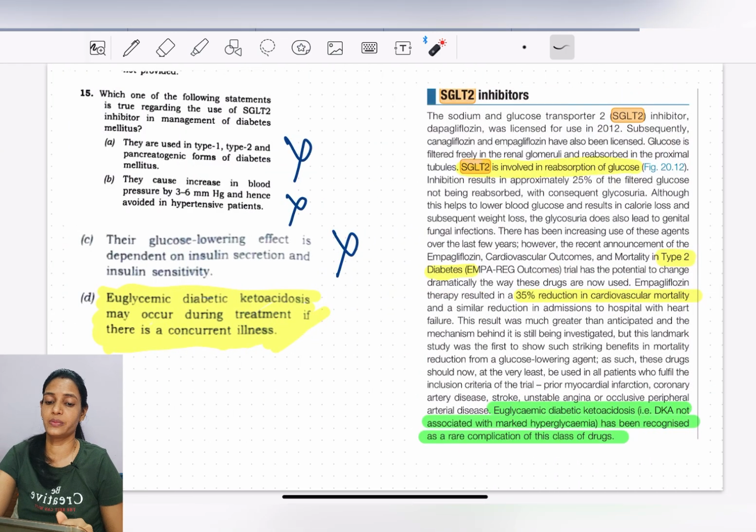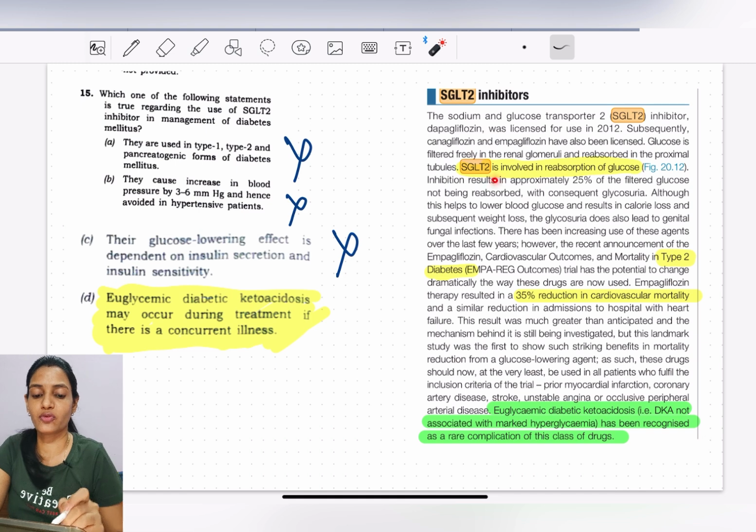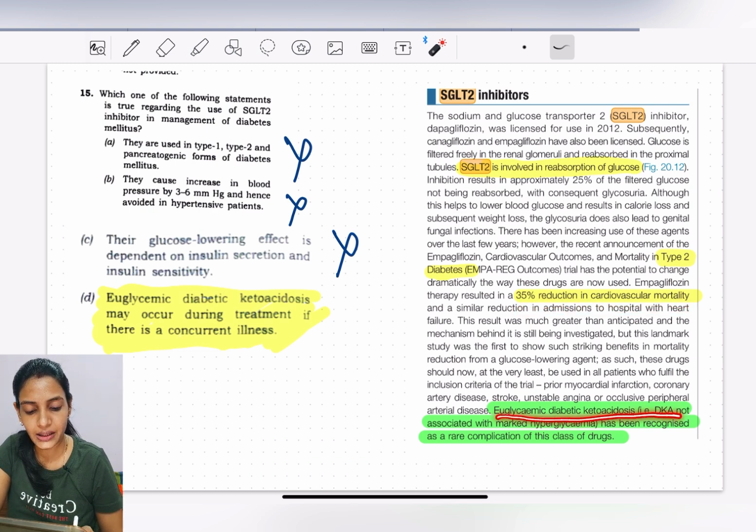Now SGLT2 inhibitors. So SGLT2 is involved in the reabsorption of glucose. It is used in type 2 diabetes and it has shown a 35% reduction in cardiovascular mortality by its use, and euglycemic diabetic ketoacidosis has been recognized as a rare complication of this class of drug.